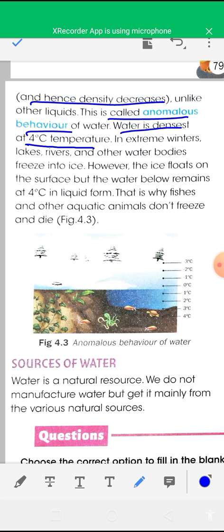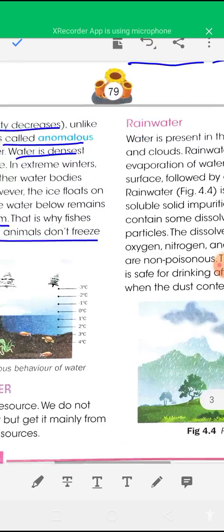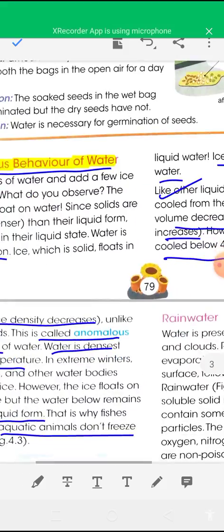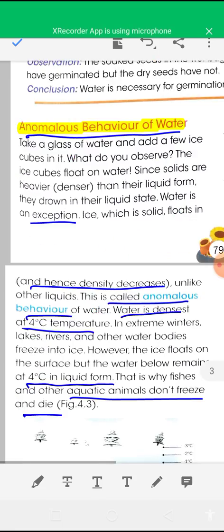Due to this anomalous behavior, in extreme winter, lakes, rivers and other water bodies freeze into ice. However, the ice floats on the surface, but the water below remains at 4 degrees Celsius in liquid form, and that is why fishes and other aquatic animals don't freeze and die. So this is the advantage of the anomalous behavior of water.